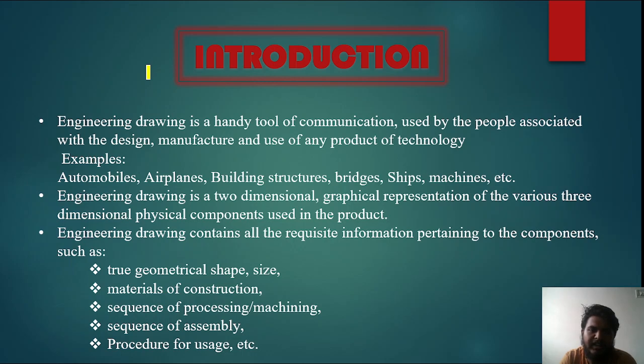Engineering drawing is a handy tool of communication used by the people associated with the design, manufacture and use of any product of technology. Examples: automobile, airplane, building structure, bridge, ship, machine, etc. Engineering drawing is a two-dimensional graphic representation of the various three-dimensional physical components used in the product. Engineering drawing contains all the requisite information pertaining to the components such as true geometrical size, shape, materials of construction, sequence of processing or machining, sequence of assembly, procedure for usage, etc.